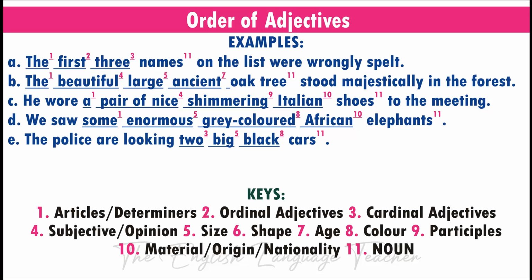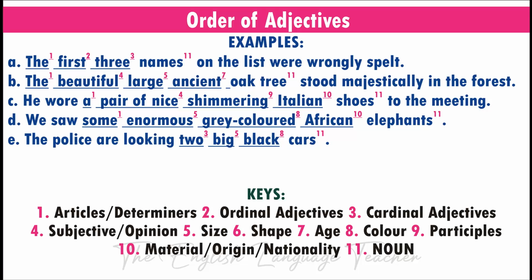The last example here is example E, which says the police are looking for 2 big black cars. Now, this is the correction of the first wrong sentence we had at the beginning of the video. The police are looking for 2 big black cars. Now, see the arrangement. 2 is a cardinal adjective, which is number 3. Big is number 5, which is an adjective of size. Black is a color, which is number 8. Then cars, which is the noun, comes in number 11. The police are looking for 2 big black cars.